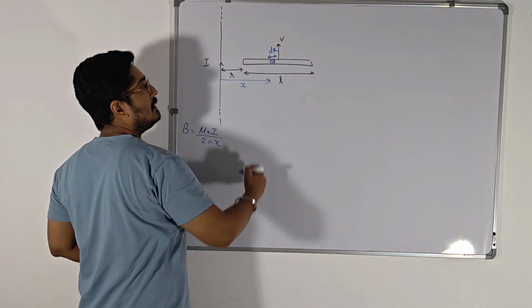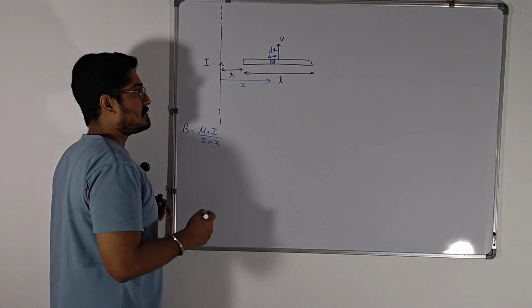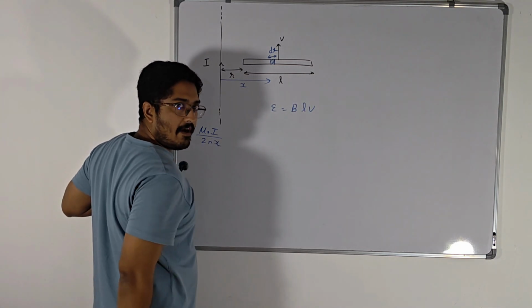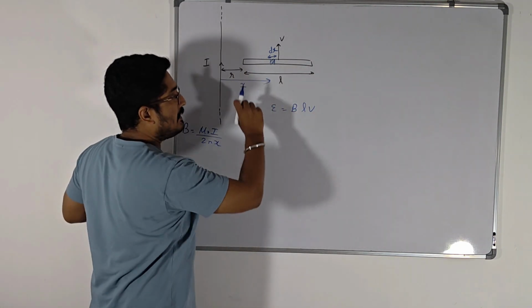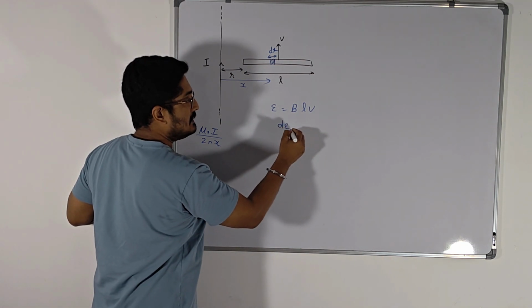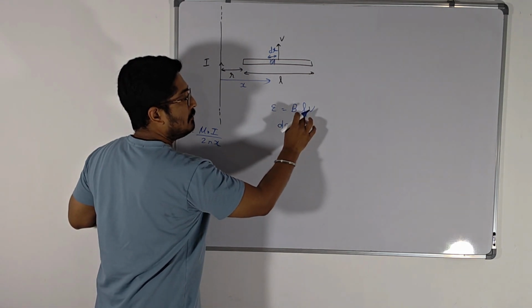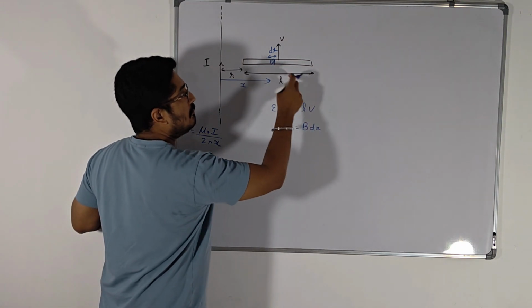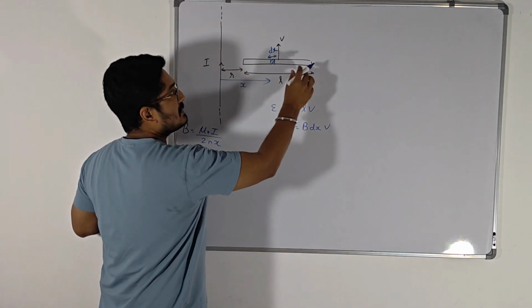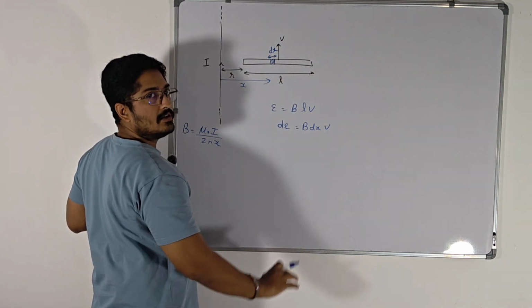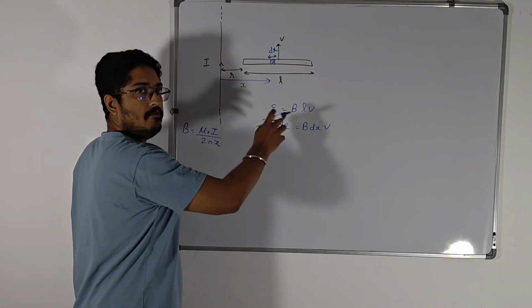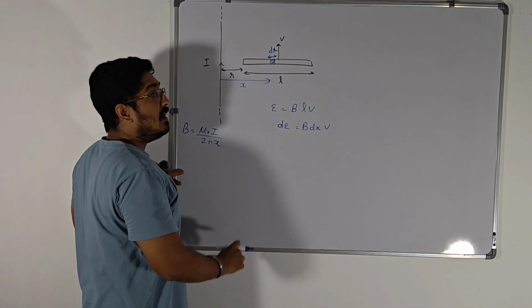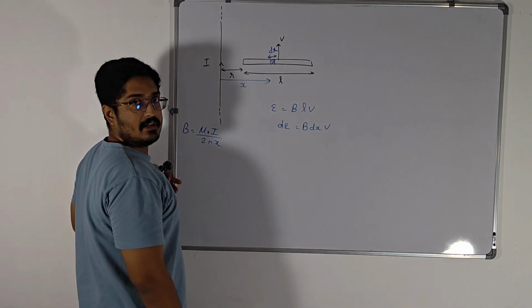I can find the EMF for this dx section by using the formula E equals BLV, the motional EMF. Because I am finding it for a small section, I can call the EMF dE equals B into dx into V, the velocity. Because it's a translational motion, each particle in this rod has the same velocity V. So this is the EMF produced by this small section. Like that, you can think of how many sections there are.